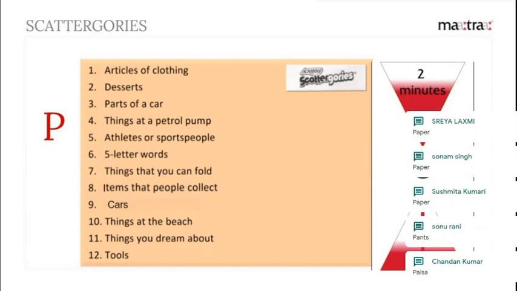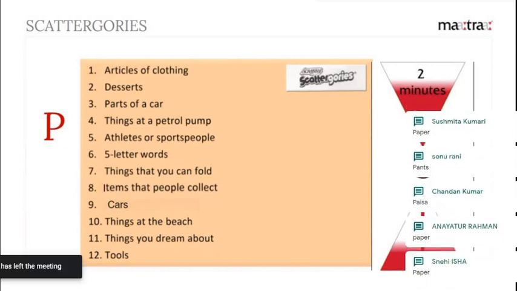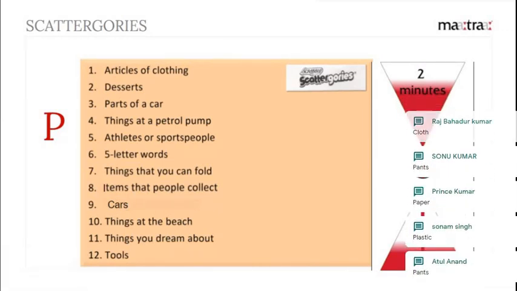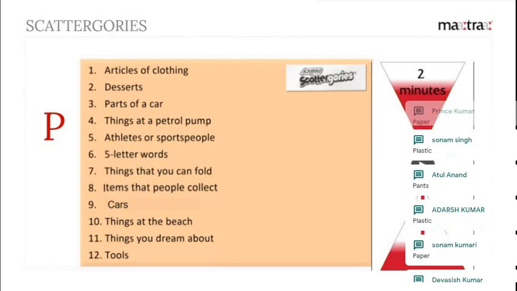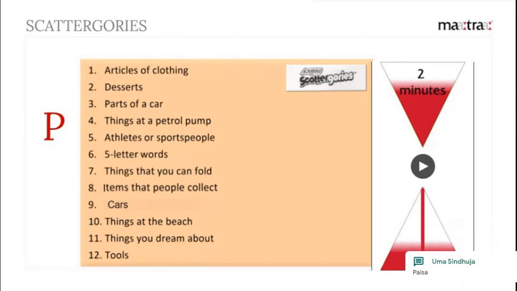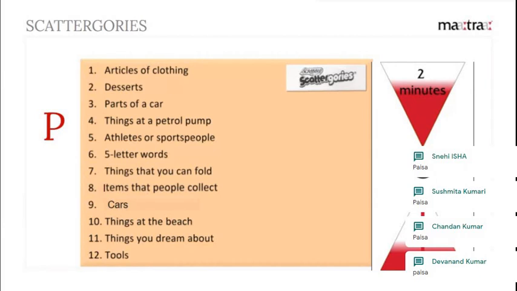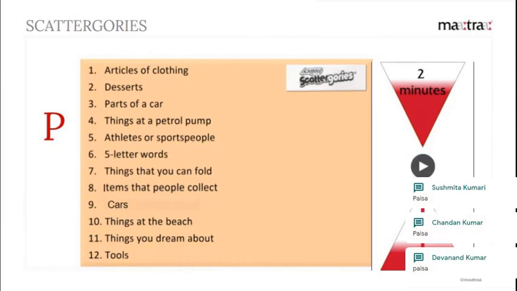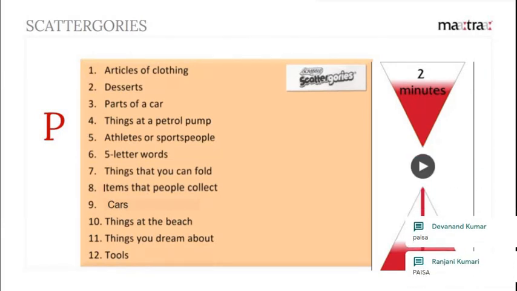Paper. Paisa. Very good. At least someone said paisa. Raj, we said things starting with the letter P. You wrote cloth. Plastic. Yes, you can fold plastic. What about things that people collect? You can fold papad. Yes, you can fold papad. Things that you can fold. Paisa. Yes, you can fold paisa.